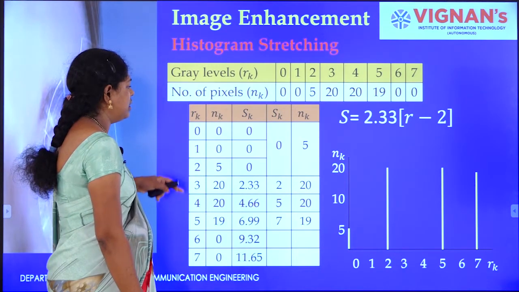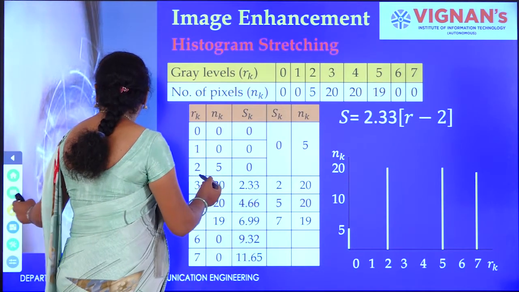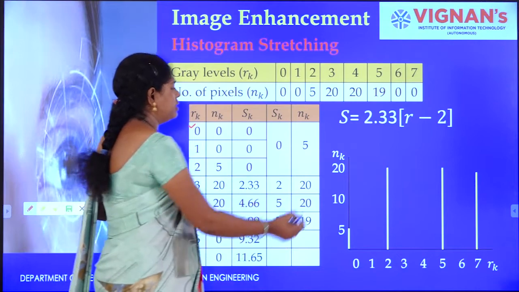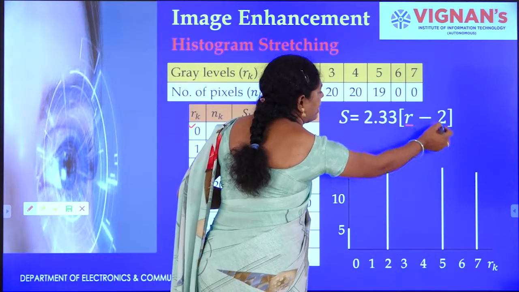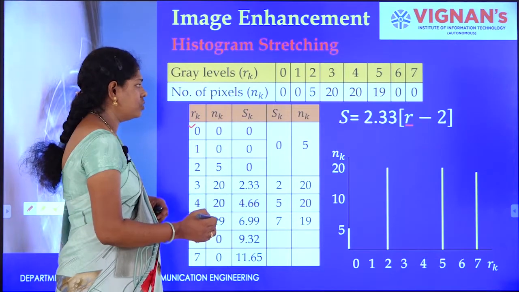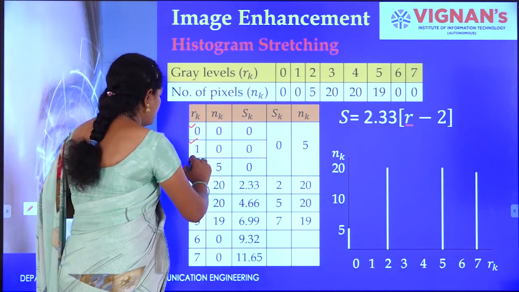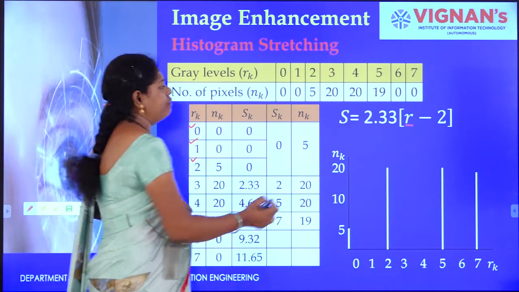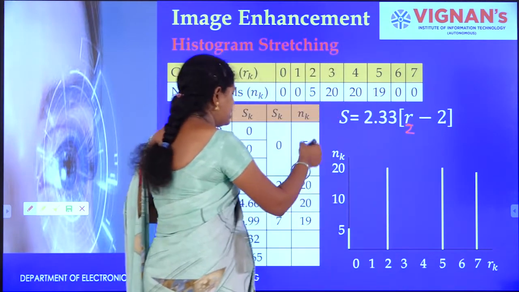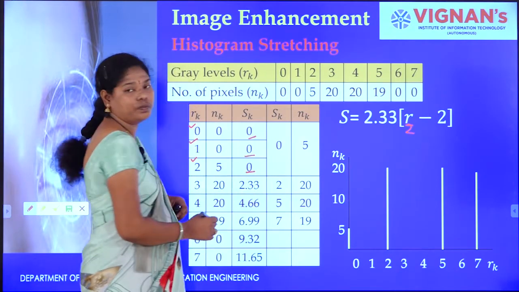Let us see. The first thing is Rk equals 0. First substitute Rk equals 0, that is R equals 0. 0 minus 2 is a negative value. There is no negative intensity value. So, for 0 and for 1 and for 2: if you substitute 2 minus 2, that is 0, and S will become 0. Until that we will get 0.